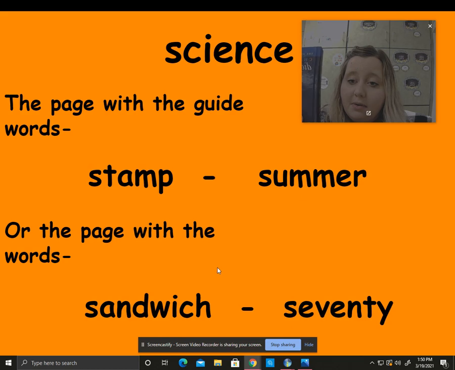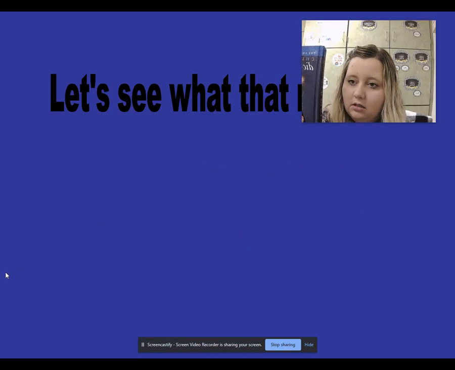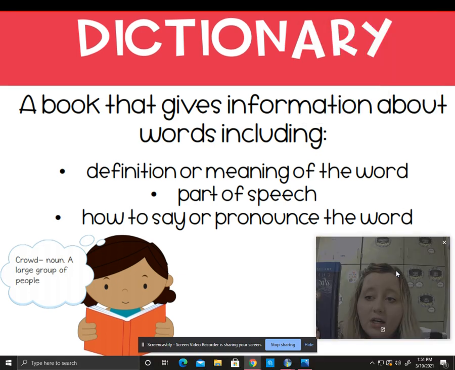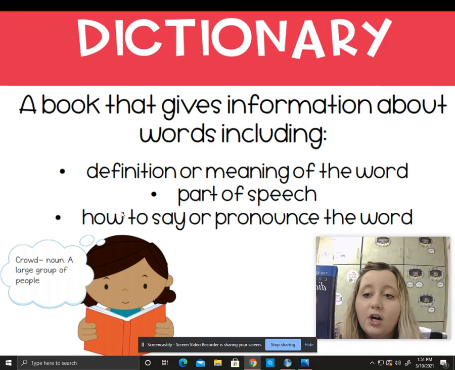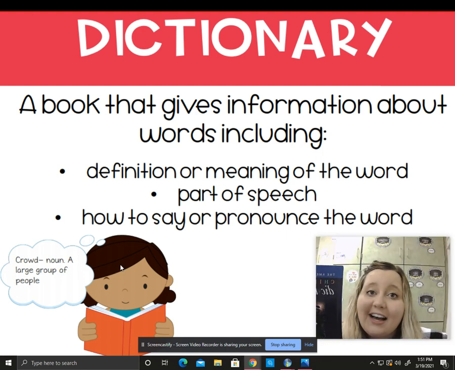Again, if you can remember, a dictionary is a book that gives us information about words. They give us definitions or meanings of the word, the part of speech, and how to say or pronounce the word.